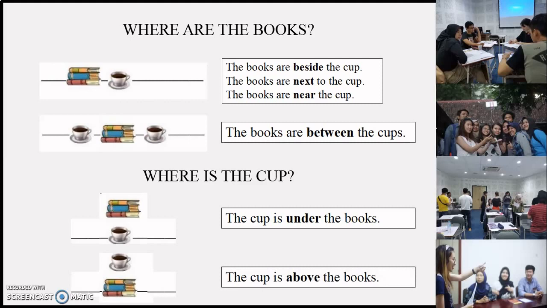Remember, above and on are different. If it is on, it sticks to the surface. But above means it floats. It doesn't stick to the surface. You can see there is a space here. It means that it floats. But if the cup sticks to the books, then we can make a sentence: the cup is on the books. Do you get it?